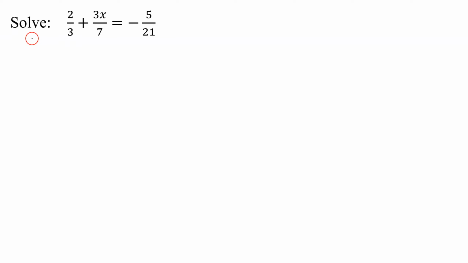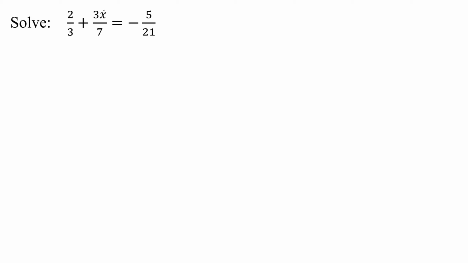In this example, I need to solve the problem 2/3 plus 3x divided by 7 equals -5/21. Well, what type of problem is it? It has an equals, therefore it's an equation. What's the highest power on the x? It's a 1, so it's a linear equation.